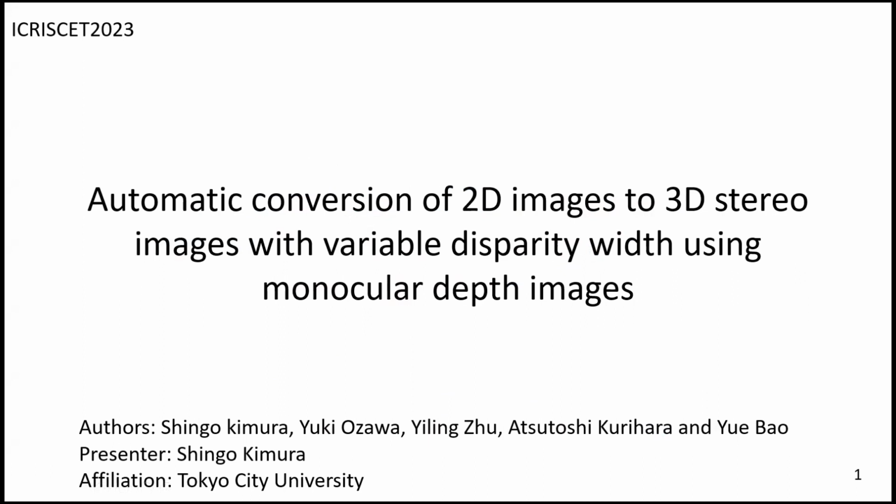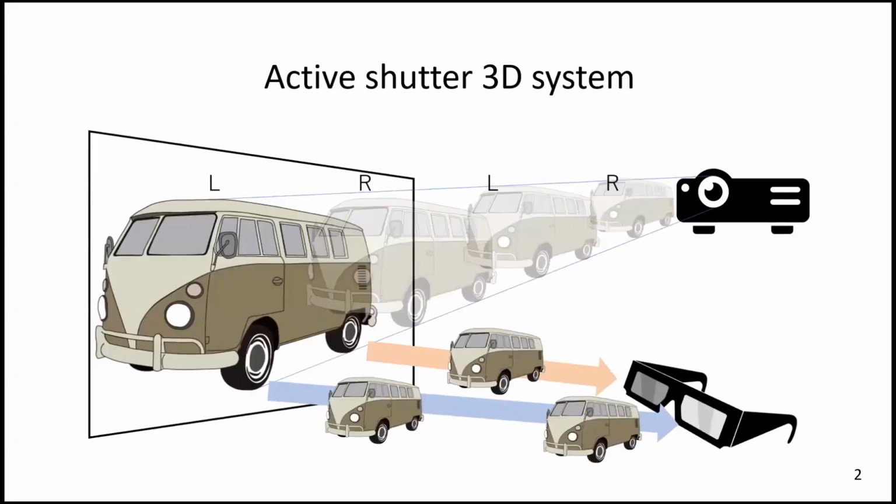My name is Shingo Kimura. I belong to Tokyo State University. I will give a presentation titled Automatic Conversion of 2D Images to 3D Stereo Images with Variable Disparity Width Using Monocular Depth Images.